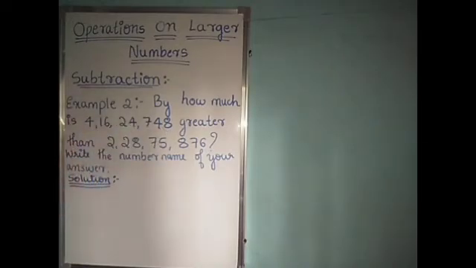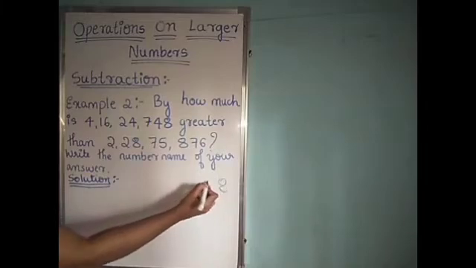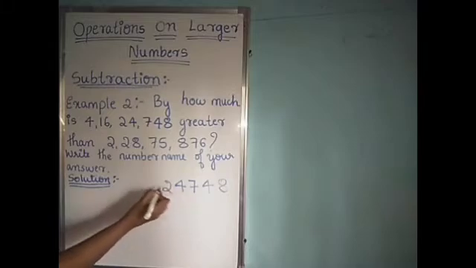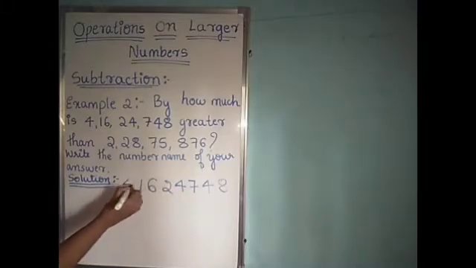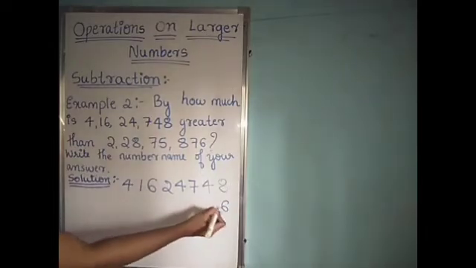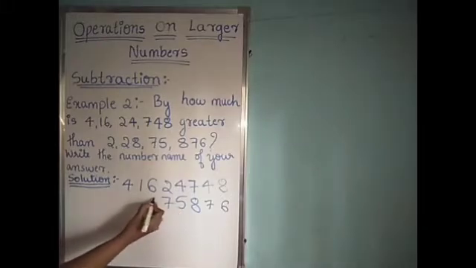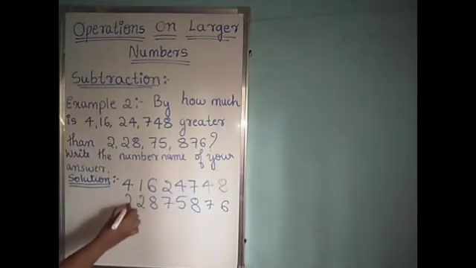So here, which number is the greatest number here? This number is the greatest number. So first we should take 4 crore 16 lakh 24,748. Whenever you write this number, you write it from ones place. So 8, 4, 7, 4, 2, 6, 1, 4. Next number 6, 7, 8, 5, 7, 8, 2, 2.